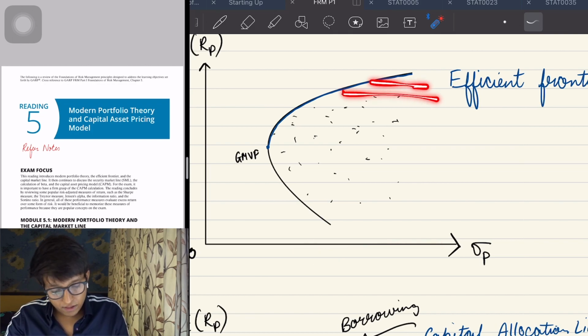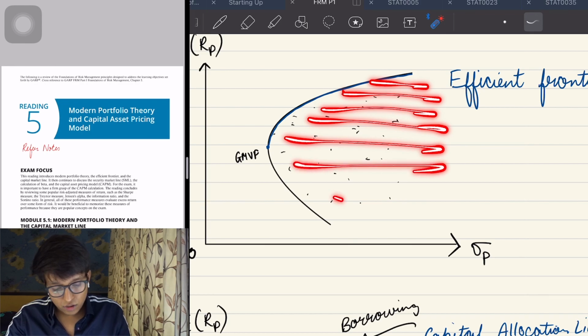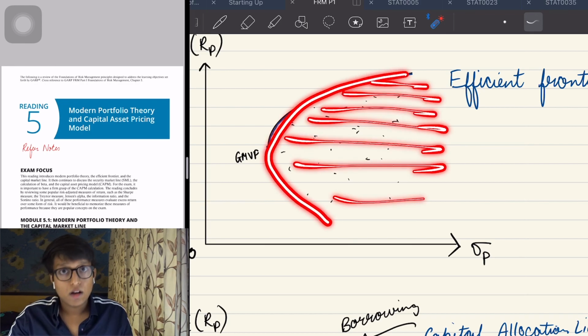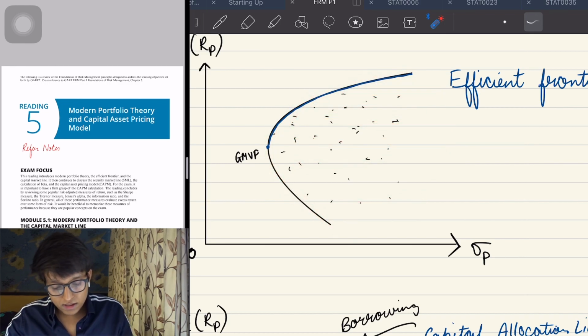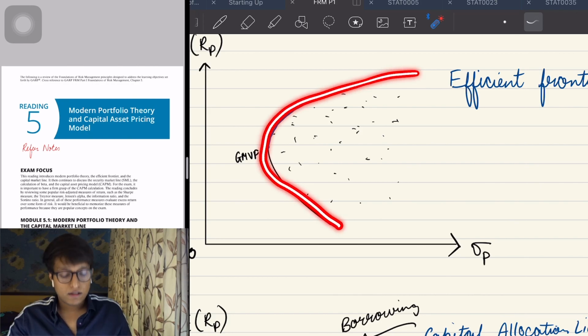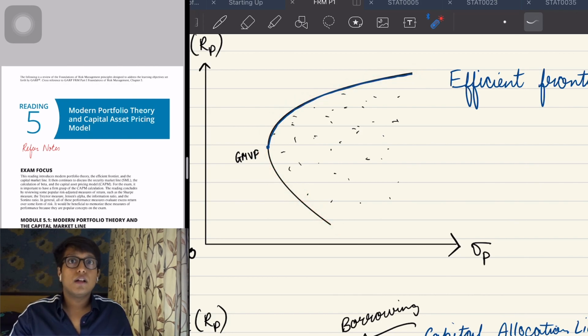You're getting the same level of return on this line. So you want to take this least risk over here, obviously. So this is the efficient frontier. This is called the efficient frontier.